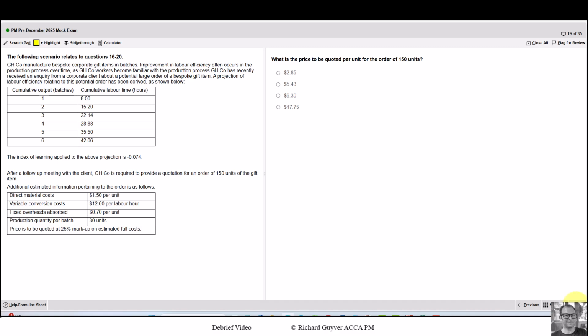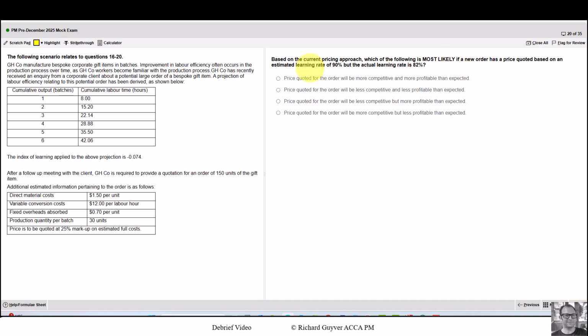This is a calculation, so that's not an outlier. And this question, based on the current pricing approach, which of the following is most likely if a new order has a price quoted based on an estimated learning rate of 90%, but the actual learning rate is 82%. So this is an outlier. We're just being asked, what are the impacts of getting the learning rate estimate incorrect? So let's walk through the steps of what happens if instead of it being 90%, the learning rate is 82%.